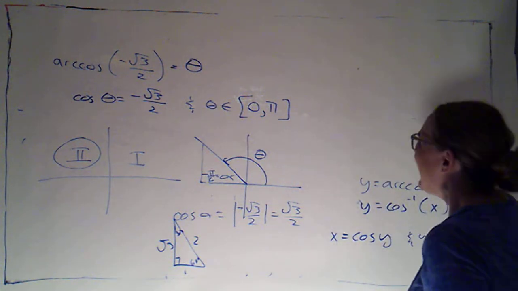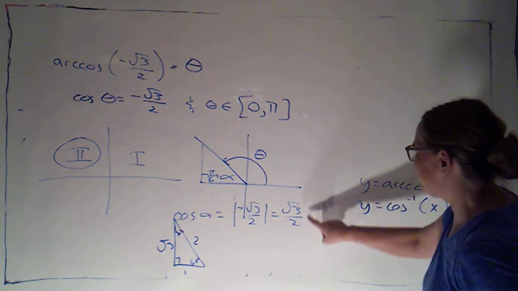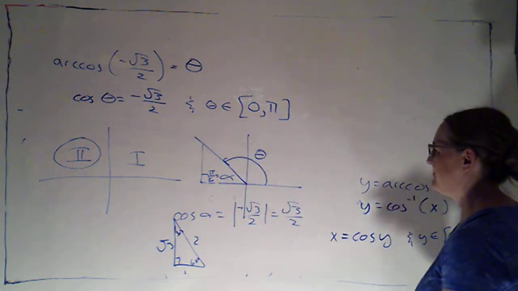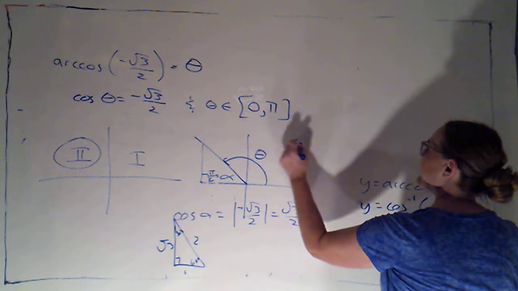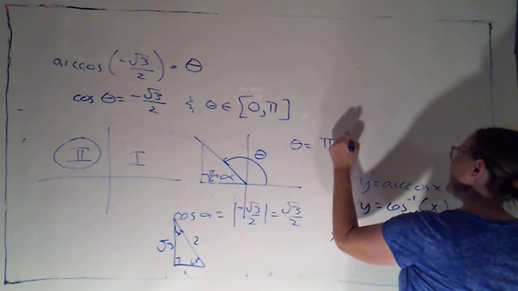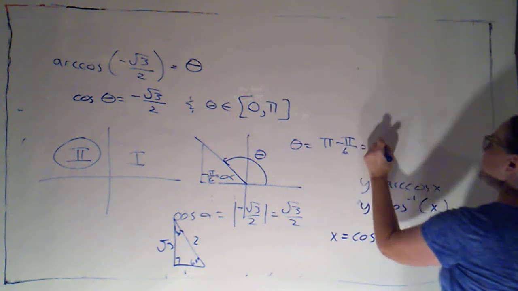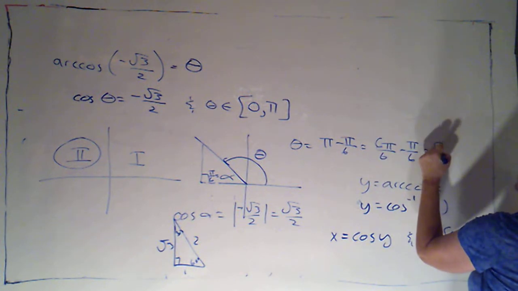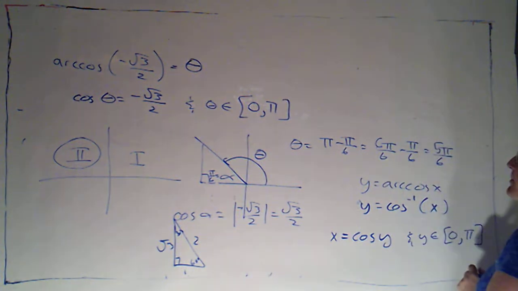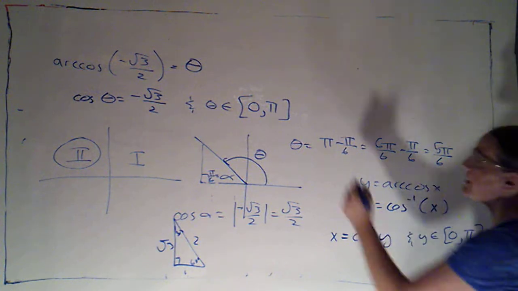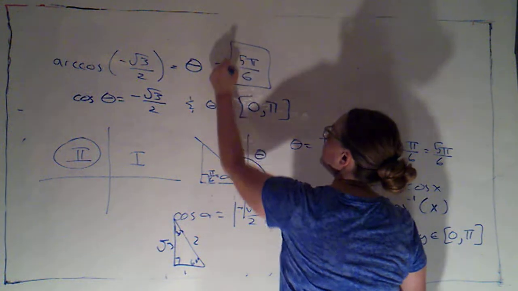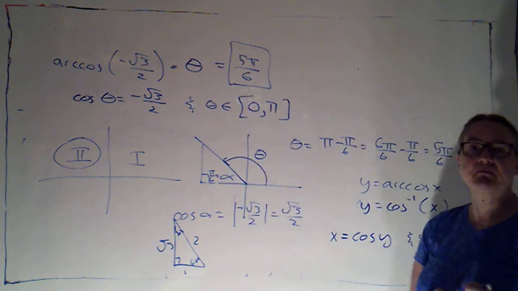Okay. All right, so let's see. We said our reference angle was pi over 6. Okay. So I can see that my theta is just pi minus pi over 6. That would be 6 pi over 6 minus pi over 6. So that's 5 pi over 6. Excellent. That's arc cosine of negative root 3 over 2.